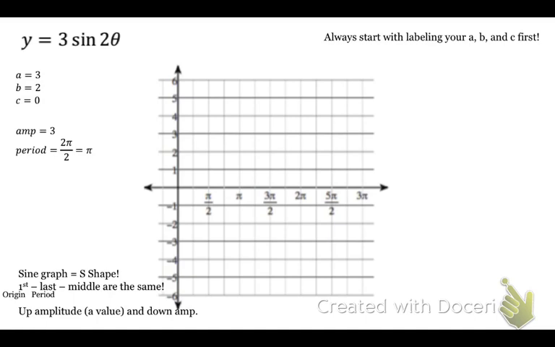Now remember, sine wave, first, last, and middle are the same. So you always start at your origin, right there. Last point is at the period, so it's at pi. Middle point on that same exact line, okay, on the same line. Then we're going to go up our amplitude, and we are going to go down our amplitude. So we go halfway between, go up, halfway between, go down. And then there is that S shape. We need to get this graph onto the whole thing, so we're just going to copy all of that.